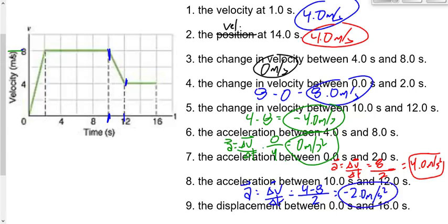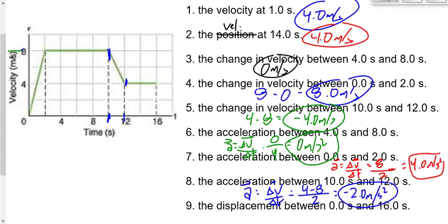What does the negative mean there? Slowing down. Not that it's going backwards. You can get a negative acceleration if it's going backwards. If you speed up in the negative direction, that's a negative acceleration. But if you slow down in the positive direction, that's a negative acceleration, right, Dylan?